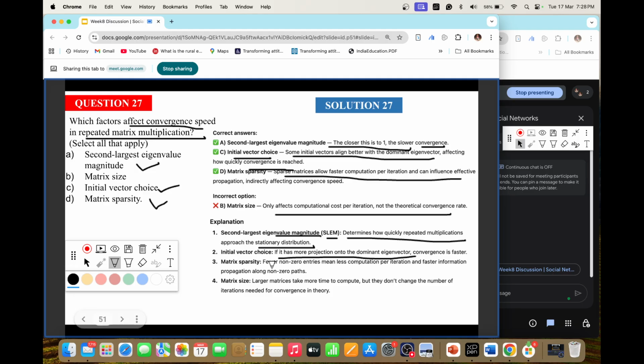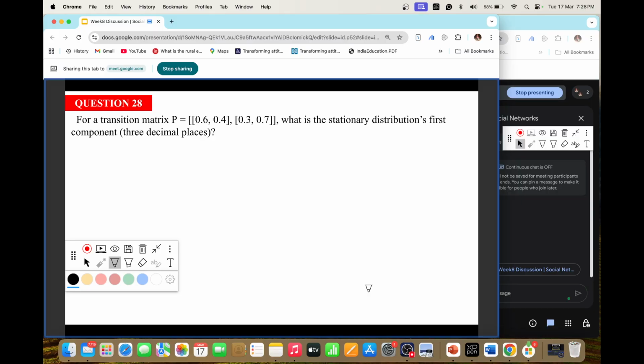Matrix sparsity: fewer non-zero entries means less computation per iteration and faster information propagation along the non-zero paths. And matrix size: larger matrices take more time to compute, but they don't change the number of iterations needed for convergence in theory. So option A, option C as well as option D is the correct answer. Okay, now let's move on to the next question.